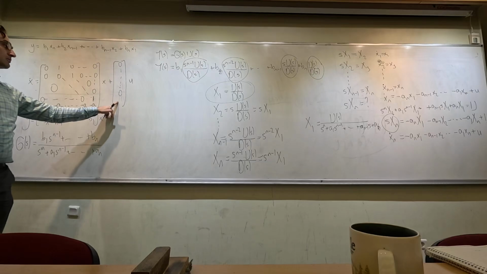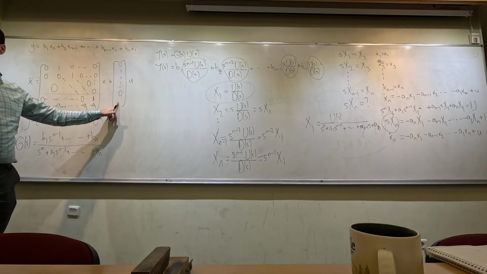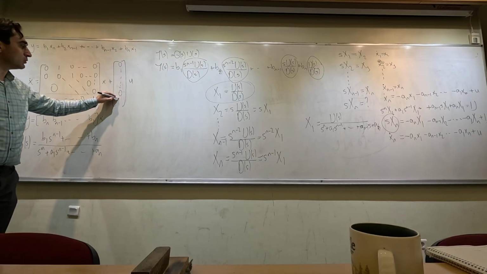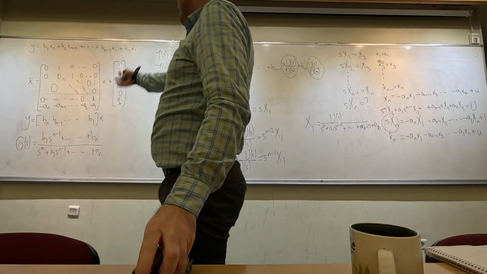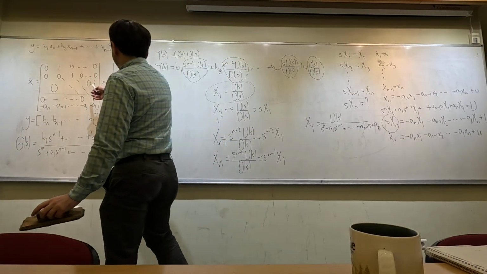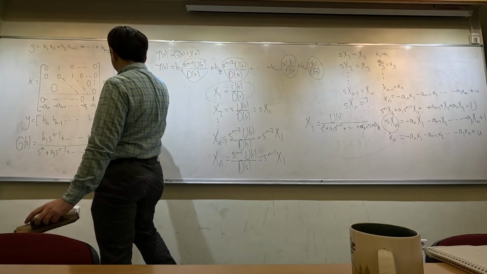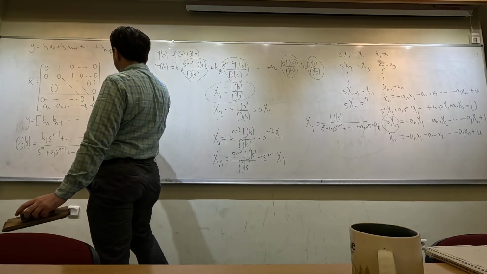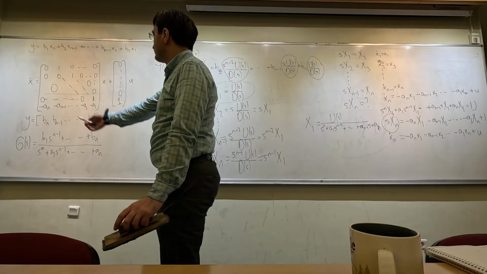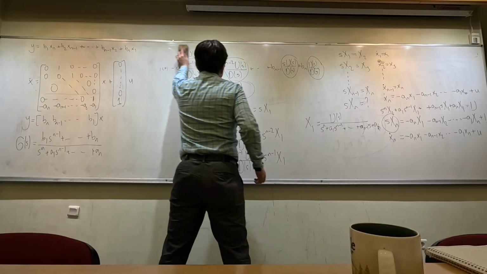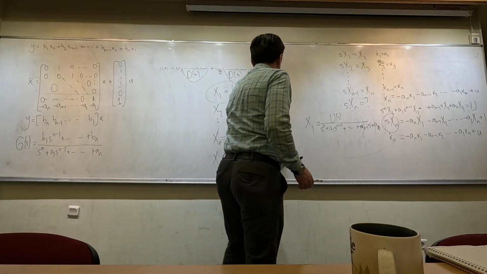And what is the coefficient in the last equation of the input? It is just 1. So we see that in controllable canonical form, the A matrix looks like this. The B vector is all 0 except for the last element, which is 1. And the C vector is composed of the numerator coefficients in reverse order.